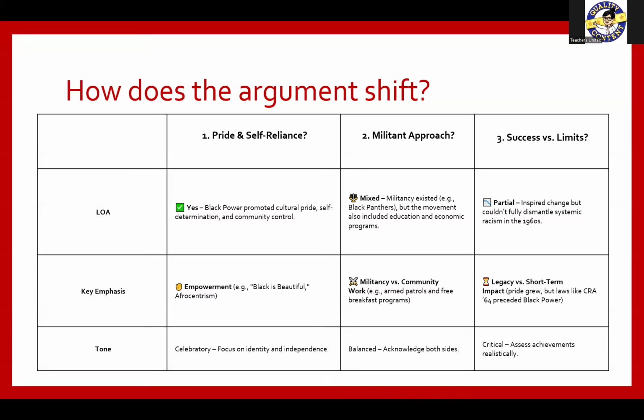What is your tone going to be like when you do this argument? You're going to focus on identity and independence in the one that's about pride and self-reliance. With a militant approach, you need to acknowledge both sides. So you need to acknowledge they were militant here, and here they were more in line with helping the community. And with the success versus limits, you need to actually judge the evidence. So you have to look at all their achievements on an individual level and basically say, okay, this was successful, this was unsuccessful, this was successful, this was unsuccessful. And you have to follow that throughout the entire essay.